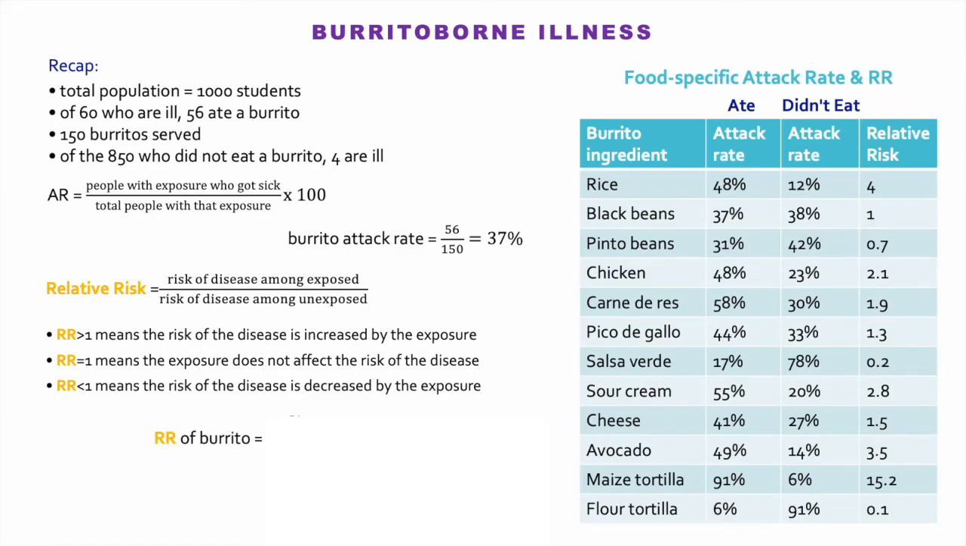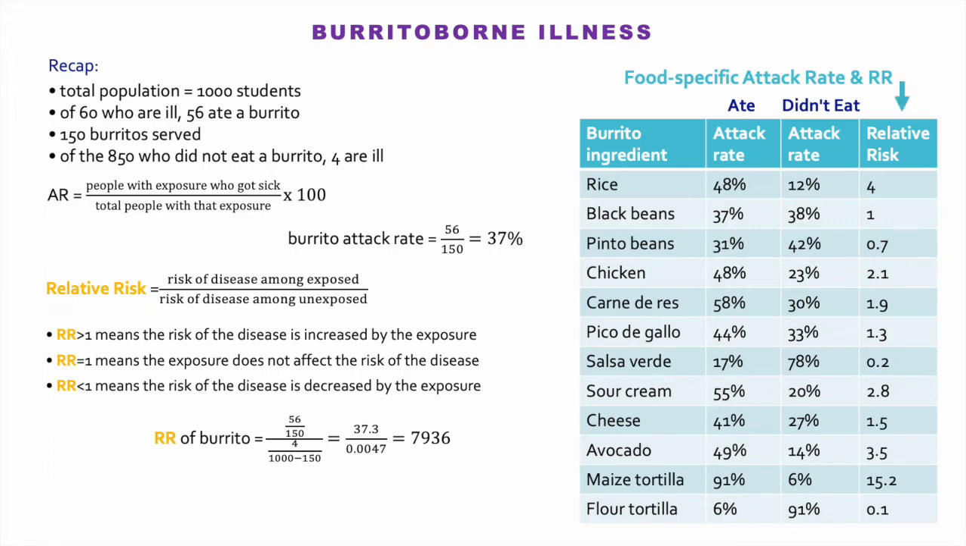To find the relative risk of a burrito overall, we divide the burrito attack rate we got previously by the risk of disease among those unexposed. So who didn't eat a burrito? We know there's 1,000 students at the college and 150 ate a burrito, so we can subtract 150 from 1,000 to get the students who did not eat a burrito. And there's 4 people who got sick even though they didn't eat a burrito.